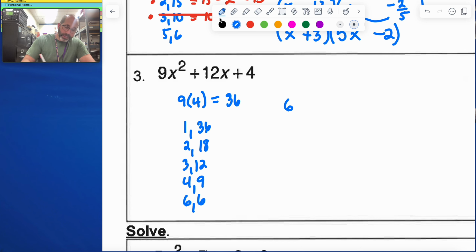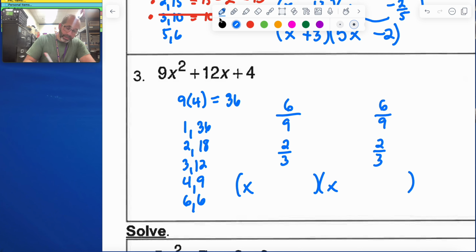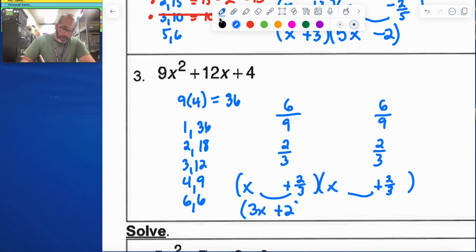So we're going to use a 6 and a 6. We're going to divide by my a value, which is a 9. We're going to reduce these fractions, which will be 2/3 and 2/3. We're going to have an x and an x. Put your 2/3 in. And then we take those 3's and we slide them over, and we end up with a 3x plus 2 and a 3x plus 2.